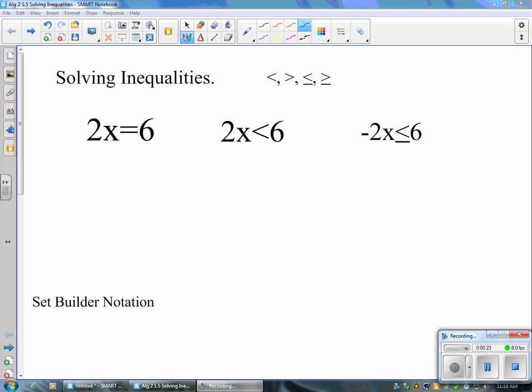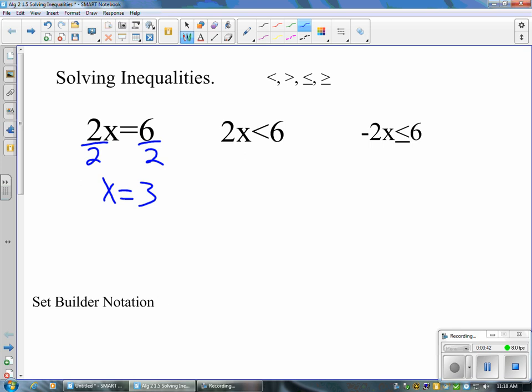Given the equation 2x equals 6, most of us will look at this and say, okay, what I need to do is divide by 2 on both sides. Divide by 2 leaves us with x equals 3. Okay, pretty straightforward, pretty simple.